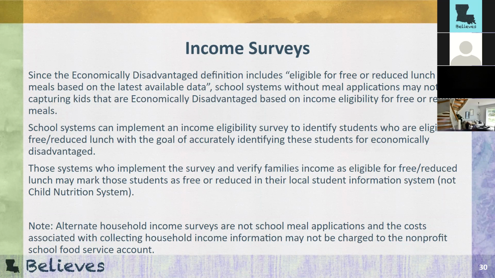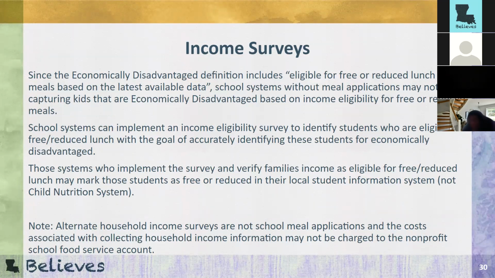Those systems who implement this survey and can verify that income as eligible for free or reduced price lunch would mark those students as free in your local SIS system. Once again, this is not related to child nutrition, so this is simply related to funding, which is not in our child nutrition databases. These alternate household income surveys are not school meal applications, and any costs associated with collecting that information cannot be charged to the school food service account. So this is just an alternative.